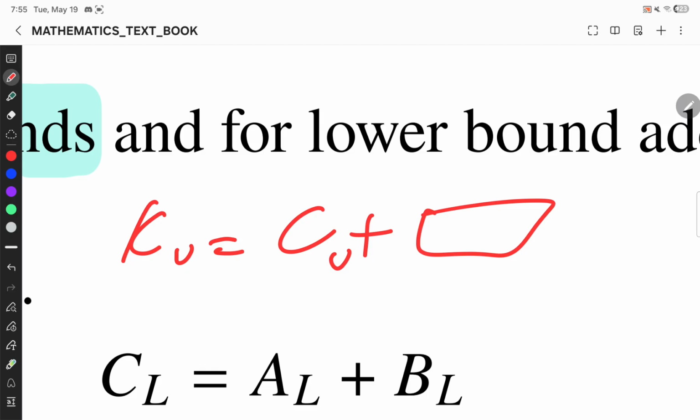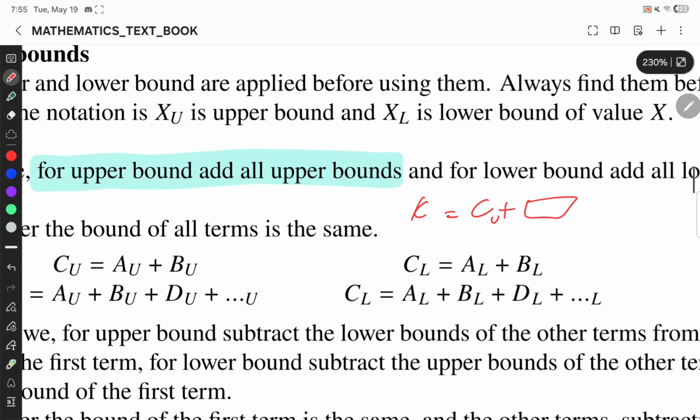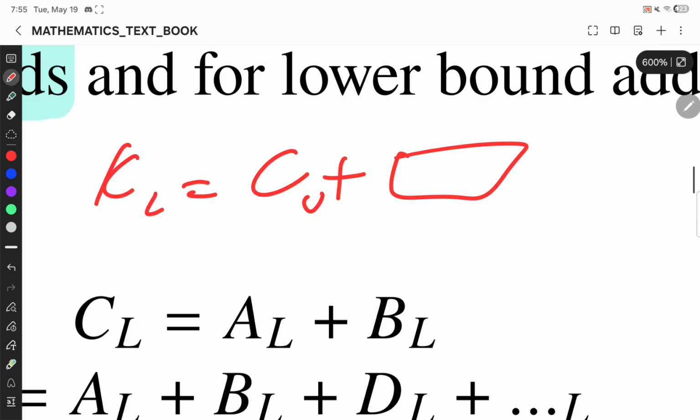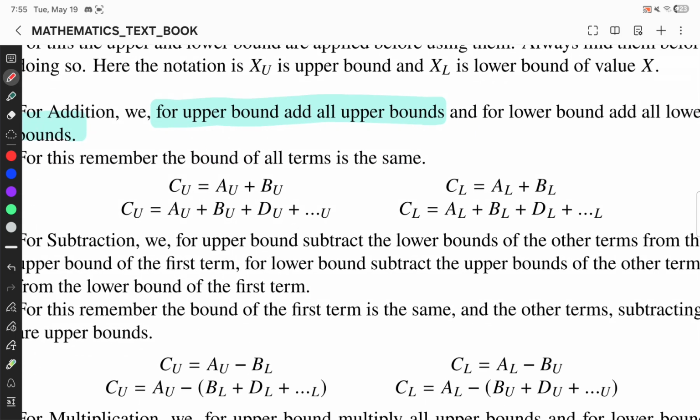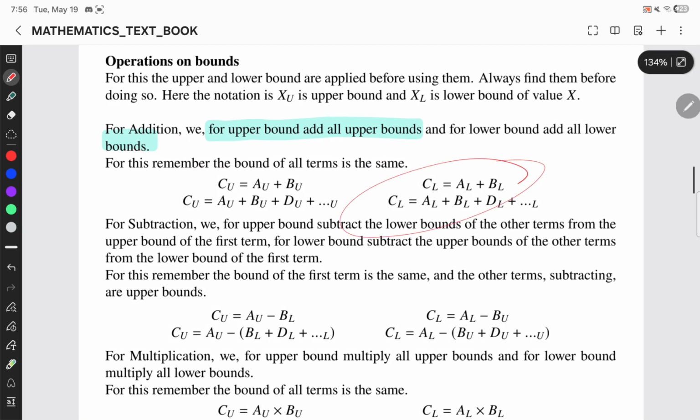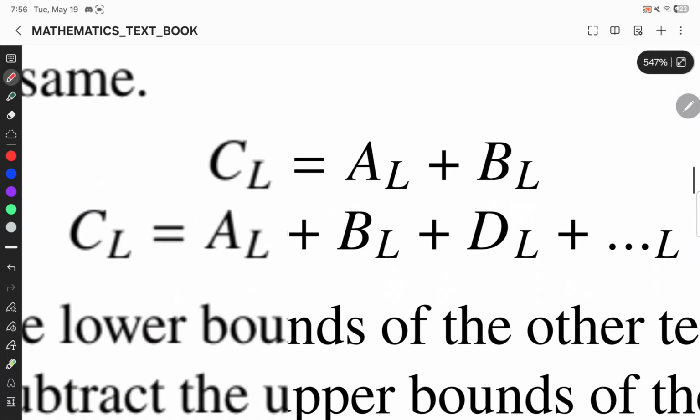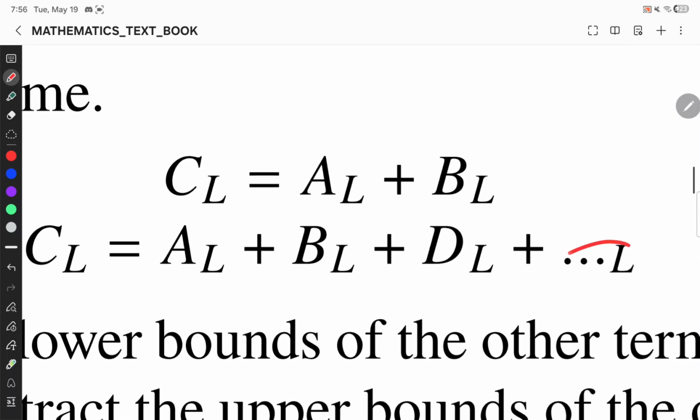So you can add the constant. But you need to know addition. For addition, you are going to use all of the same bound as in here. It does not matter. Same for the lower bound: you are going to add all of the lower bounds. Here the dot and then the subscript shows that this process is for as many terms as you want, as you wish.